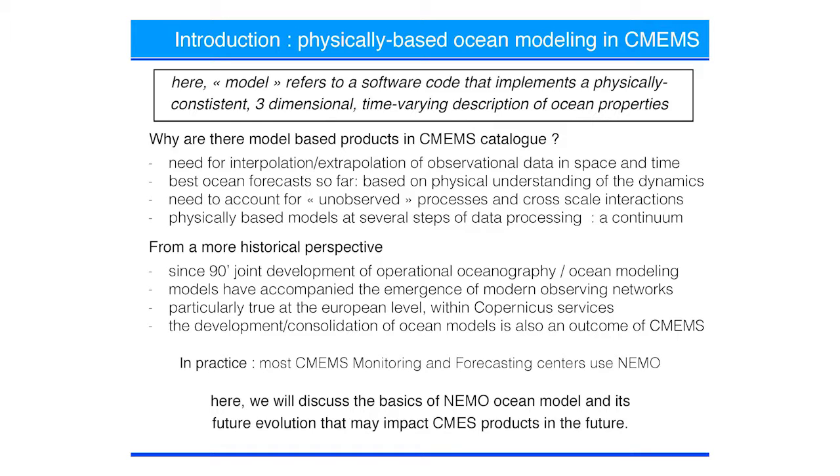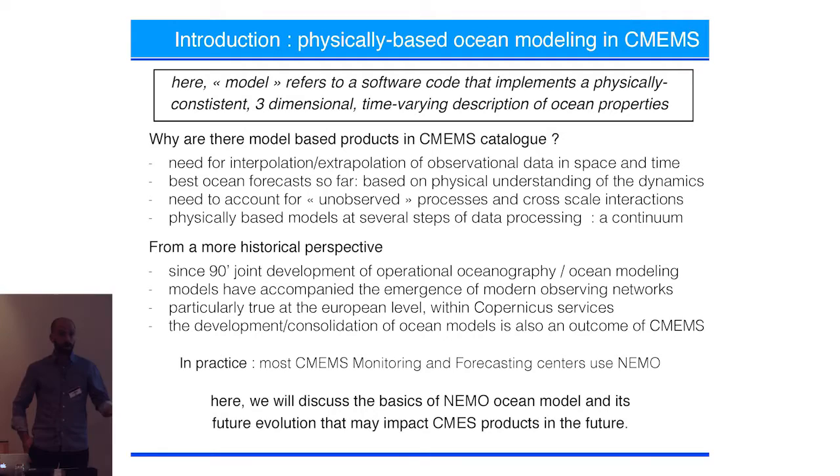There is also another aspect here: beyond what we observe, there are also things that we don't observe. And we know that those things can matter in terms of the evolution of the ocean over short timescales or long timescales. So we need to account for them, and the only way to do that is through your a priori knowledge of the underlying physics.